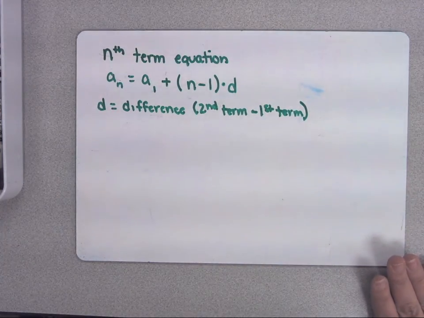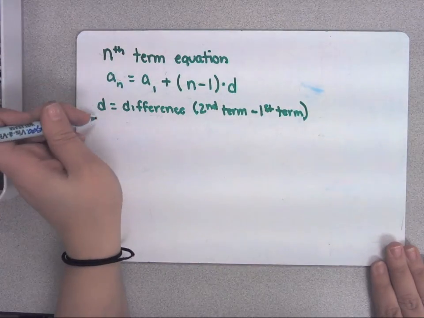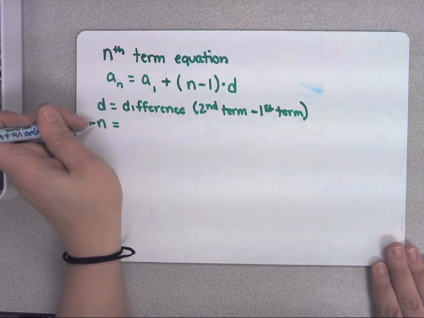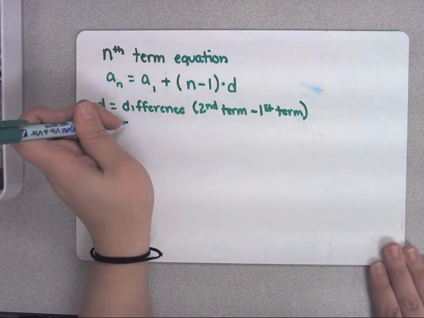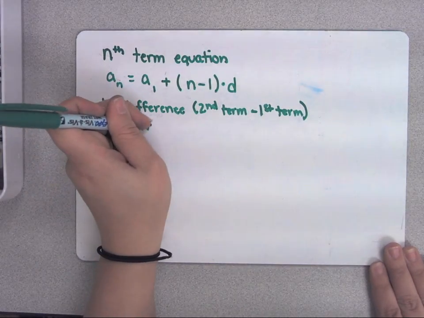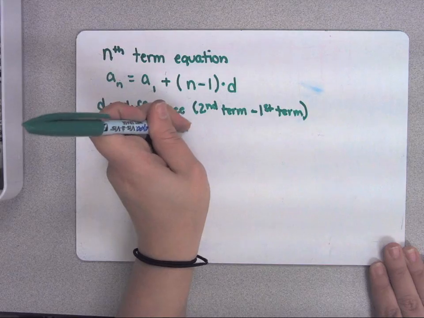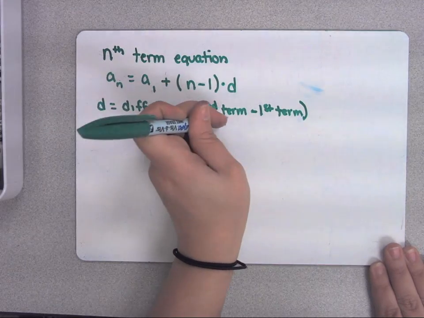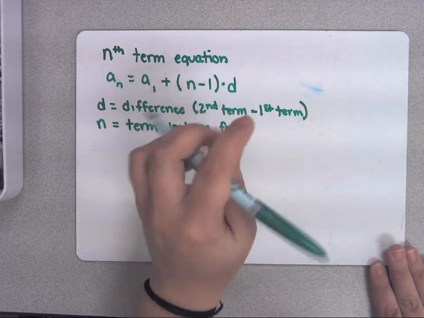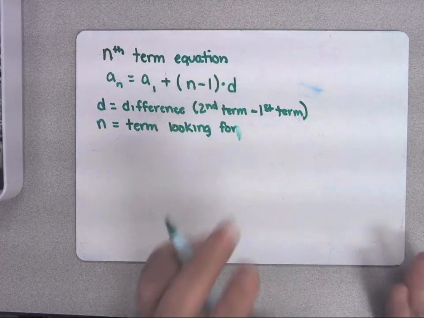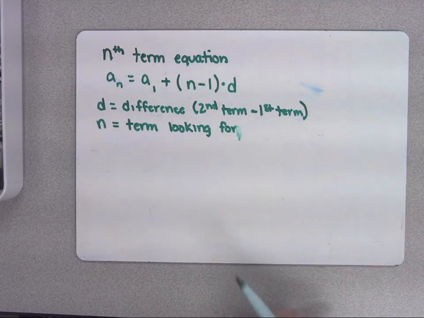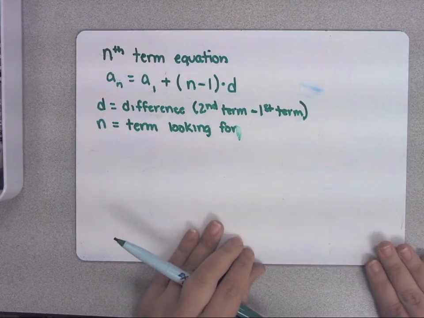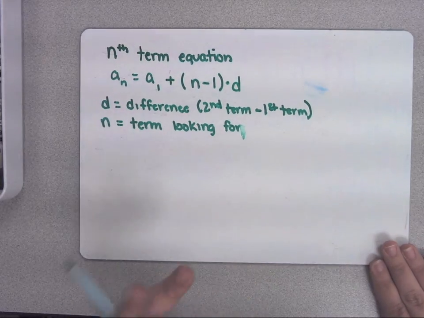Hard part's coming up. Now, N, Ethan just figured it out before I even said anything. N is the term we're looking for. If I said, I want the 100th term, we wouldn't do 100 spots and figure it out. We would just use N is 100. Good thing is, right now, we don't really need it.